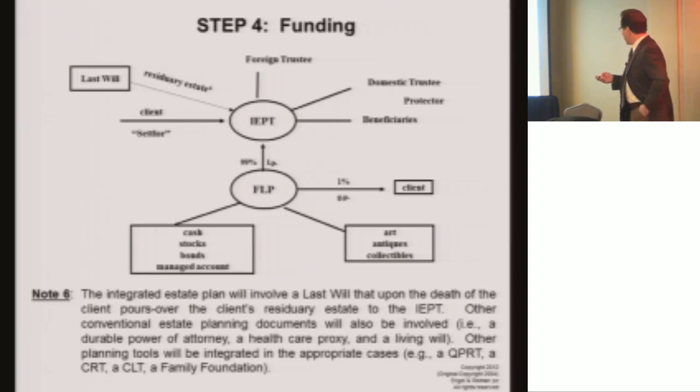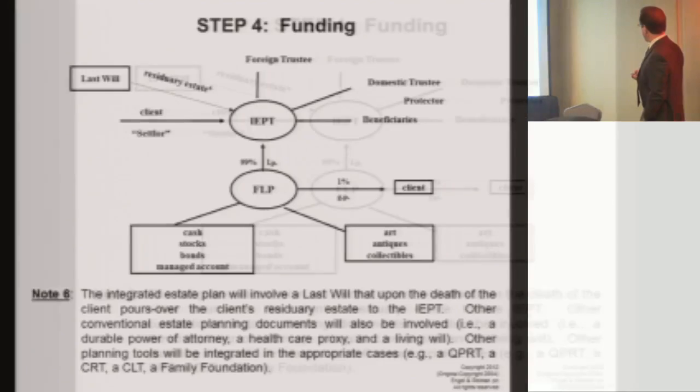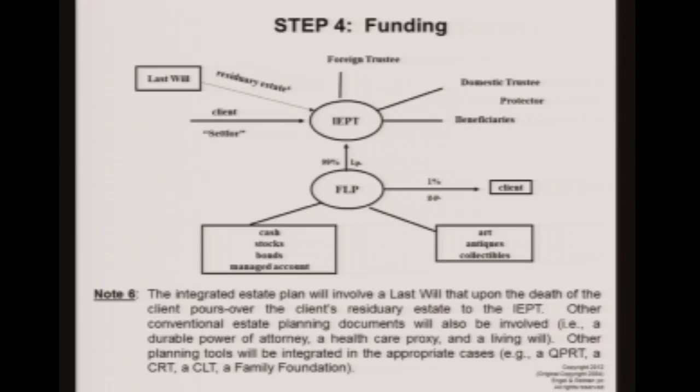So when it's said and done, our structure would look like this as an integrated estate plan: a last will that pours the residual of the estate over to the trust, and then in many cases assets are held under the family limited partnership, can also of course be held directly under the trust.